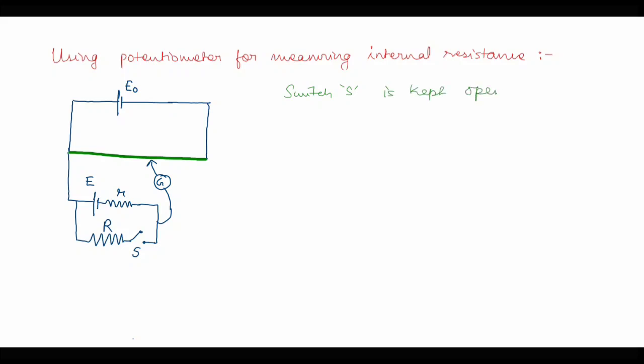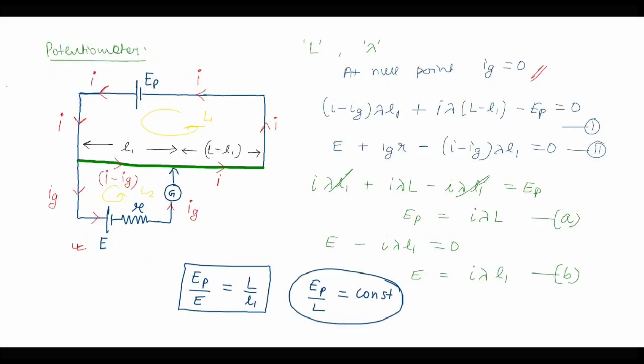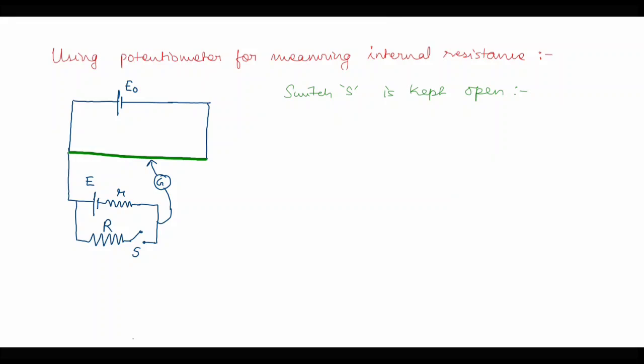So if we keep switch S open, it will resemble this circuit. There is no external resistance connected, and it will resemble this particular circuit arrangement. And I am considering over here that at this condition, the null point is obtained at L1. So the null point is obtained at the L1 mark, which we are designating over here like this. L1 is the null point which we obtain when the switch is kept open.